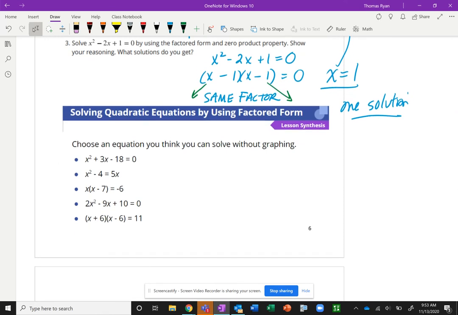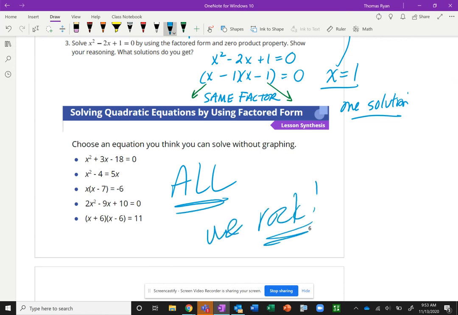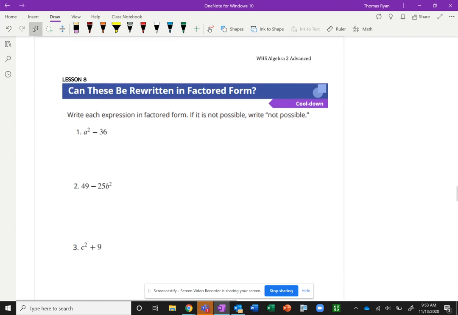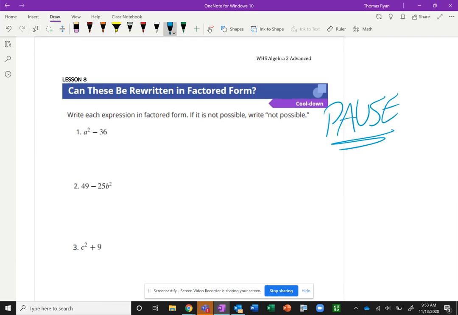Perfect. Choose an equation we can solve without graphing? All. Because we rock out. Okay, two cool downs here. You guys should be pausing on this. We got lesson 8 and lesson 9. Got to give these a shot.